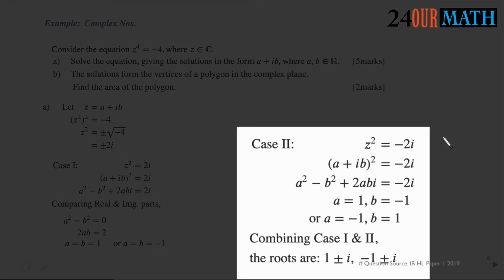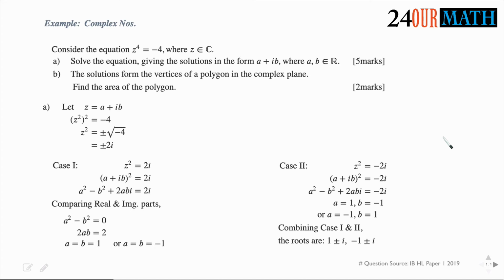Similarly, by comparing real and imaginary parts, we have a equals 1, b equals negative 1, or a equals negative 1, b equals 1. Combining case 1 and 2, the roots are 1 plus or minus i and negative 1 plus or minus i. There are 4 roots.